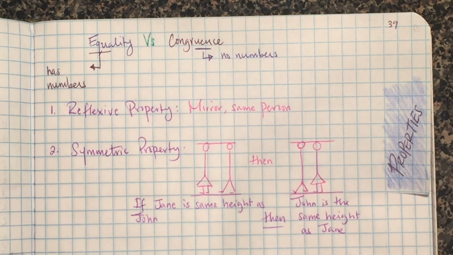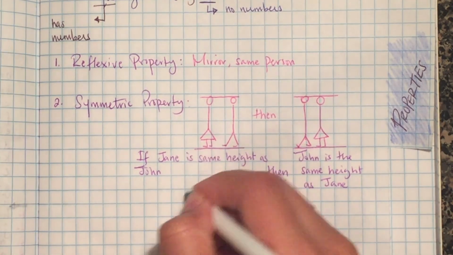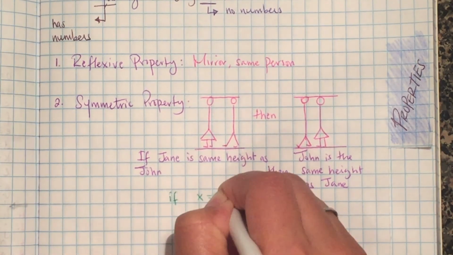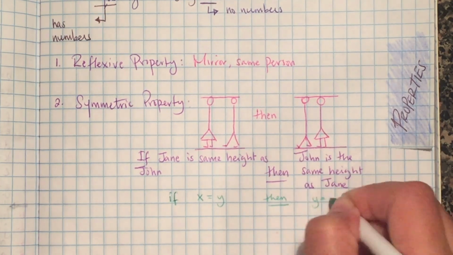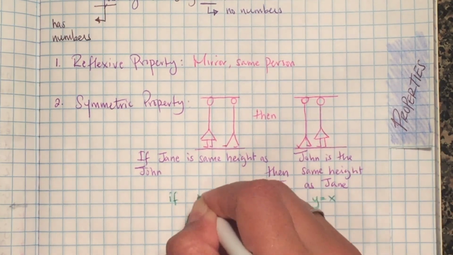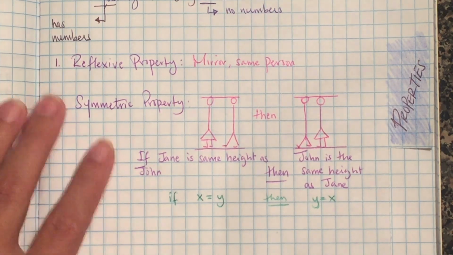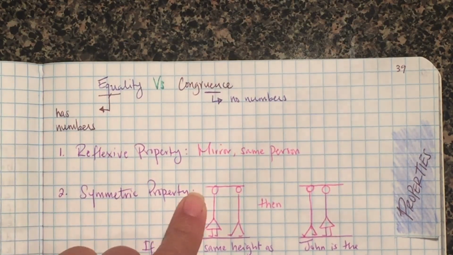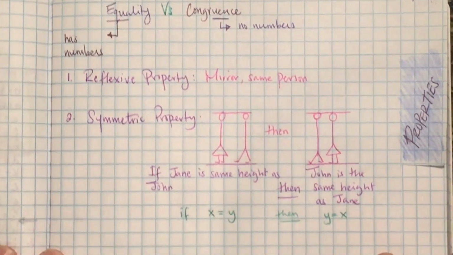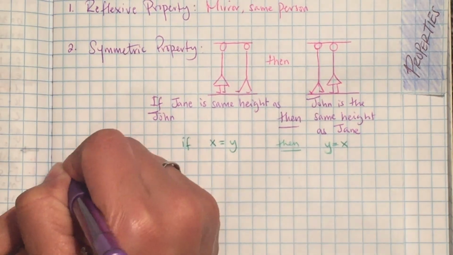So if you're looking at it algebraically, we can say if x is equal to y, then y is equal to x. This is a listening check. Put a box around x equals y. Alright, again, symmetric property of equality, symmetric property of congruence. One deals with numbers, one deals with no numbers.